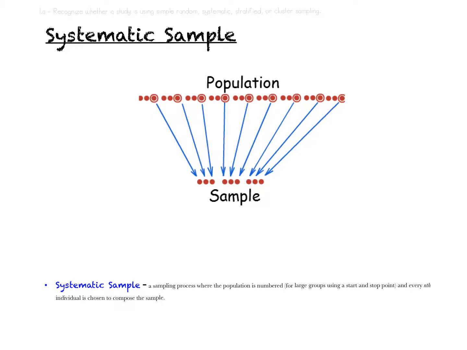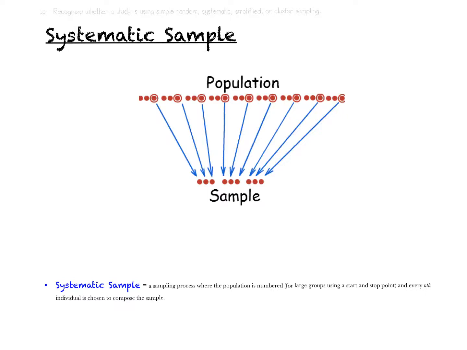We've already talked a little bit about the systematic, but I wanted to make sure that we talked explicitly about it. So systematic is a sampling structure where the population is numbered. And so if we're talking about a large group, there's going to be a start and stop point in that numbering that you're going to use. So you're not going to number all 17 million people, billion people, however many people live in the United States or in the world. You're not going to number all of them.